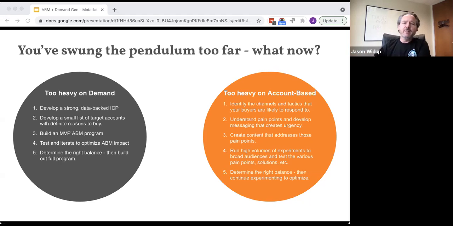Then test and iterate. But the real thing is you want to make sure you're not going back to the other side. You've got to figure out what that right balance is. And there's this notion of an efficient frontier in finance or statistics. It's where you've got two things that are working for you and you want to find the right balance of both so you maximize your effectiveness, or in this case, you maximize your revenue. And so that's what we're trying to get to: what is that efficient frontier where the combination of these two efforts is leading to my most efficient revenue.